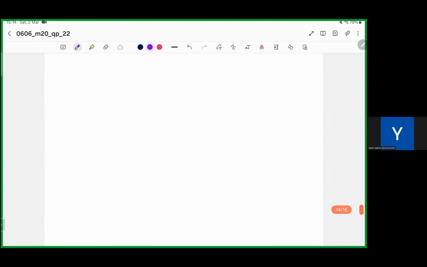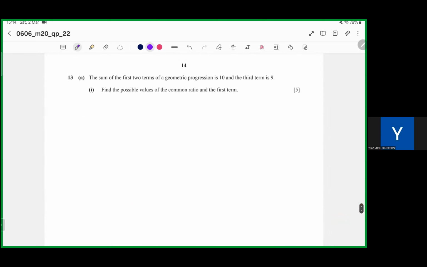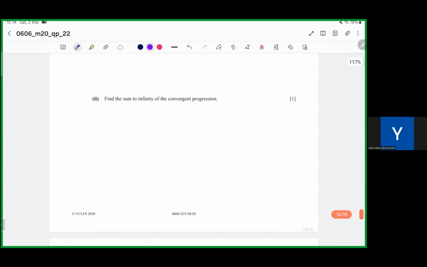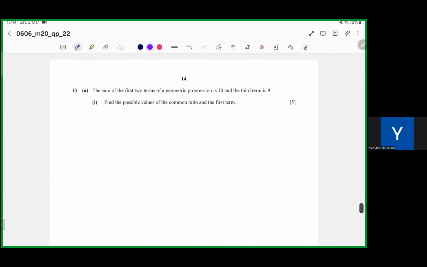Now we're going to the last question. Okay, question 13. Okay, finally already. Now we see question A. Question A has two parts. First, we see the sum of the first two terms of the geometric progression is 10 and the third term is 9. Find the possible value of the common ratio and the first term.